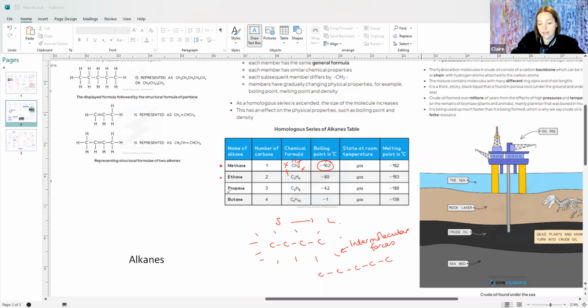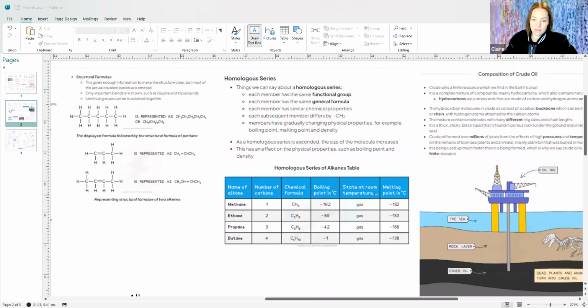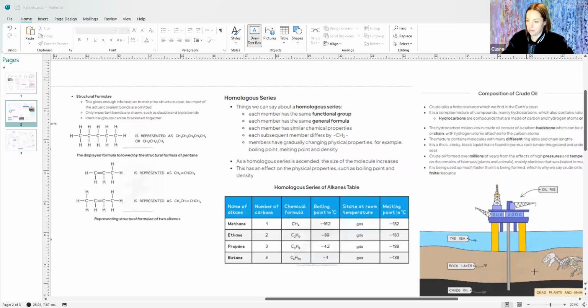So obviously, as you get longer chains, there are more intermolecular forces to break, more energy is required, and therefore it results in a higher boiling point. And that's pretty much what fractional distillation is all about. It's all about how much energy is required to break those intermolecular forces. Okay, so remember that.